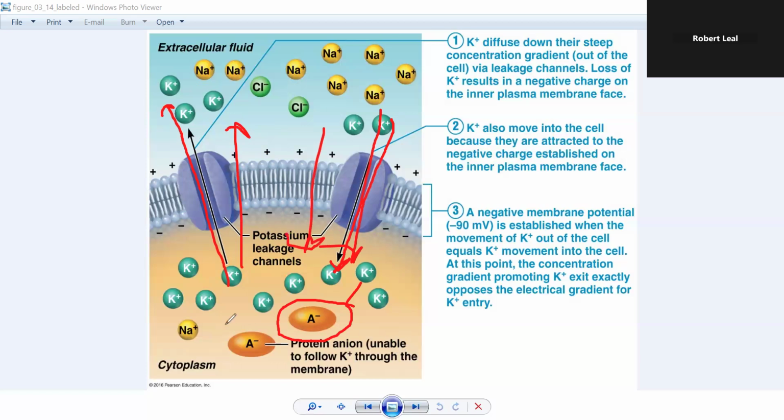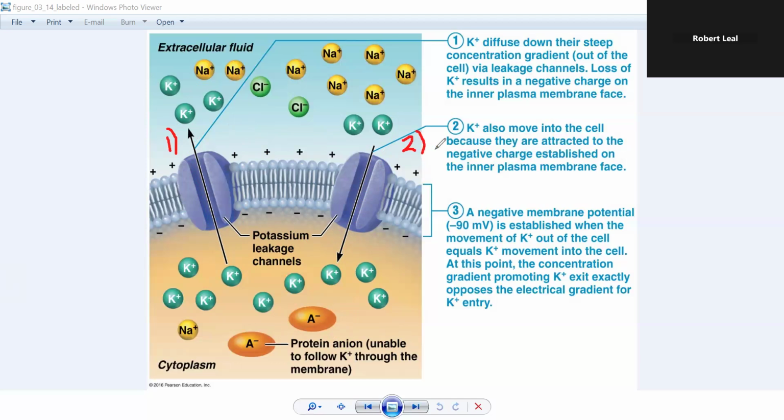So this is illustrating basically that all cells obey their concentration gradients, where they want to go from a high to low amount. That's scenario number 1. But they also have to obey their electrochemical gradient, which is their attraction to where it's more opposite in charge.